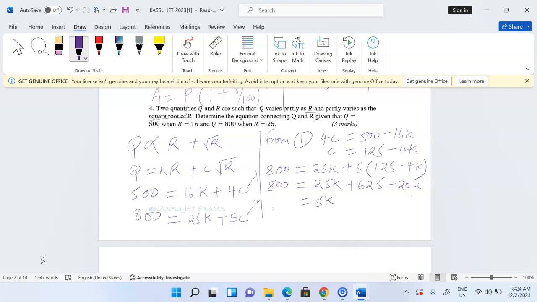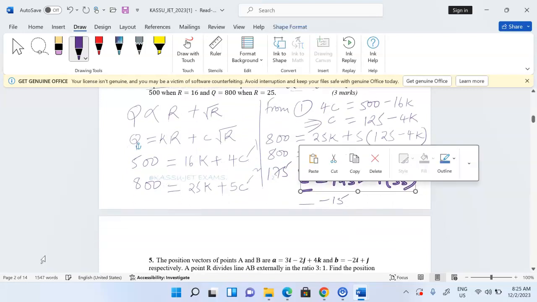equals 800 minus 625, which is 175. So the value of K is going to be, when we divide by 5 through, 35. The value of K is 35, and the value of C can be given from this equation. C equals 125 minus 4 into 35. So the value of C is going to be, when we take 125 and subtract 4 into 35, negative 15.